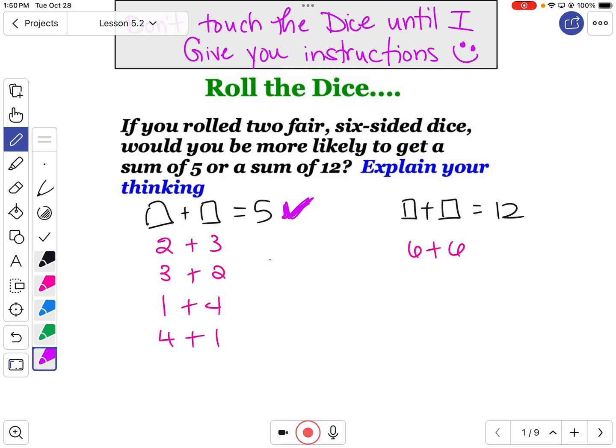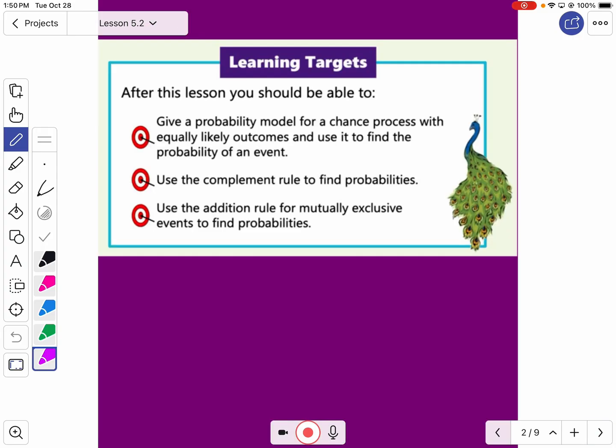Again, they're not difficult, but we're going to do it looking at a game. We're going to talk about how to model a chance process with equally likely outcomes and use that to find the probability of an event. We're going to talk about what's called the complement rule in probability, and that sounds really hard, but it's super easy. And then the addition rule for events that are known as mutually exclusive. So we're going to learn some new vocabulary today. We're going to add and subtract, and that's about it, and then use our calculator to help us do that.